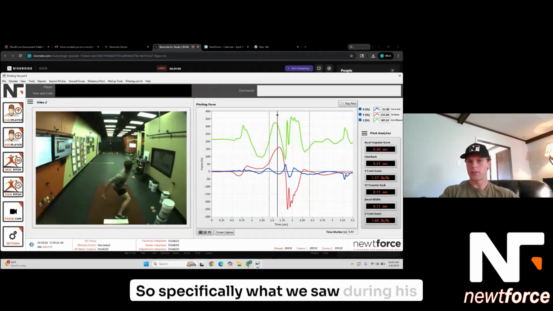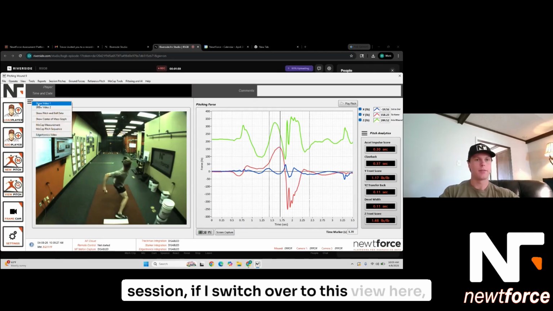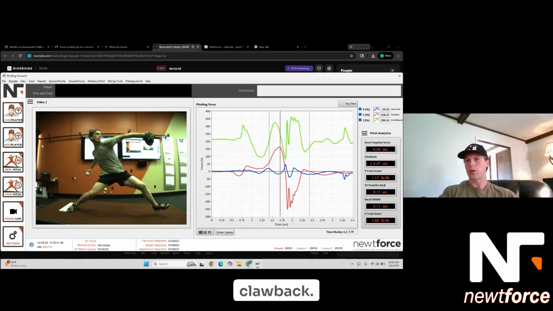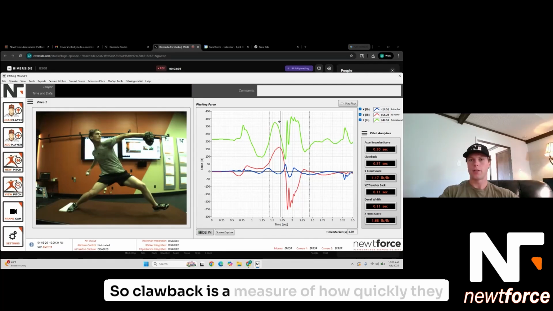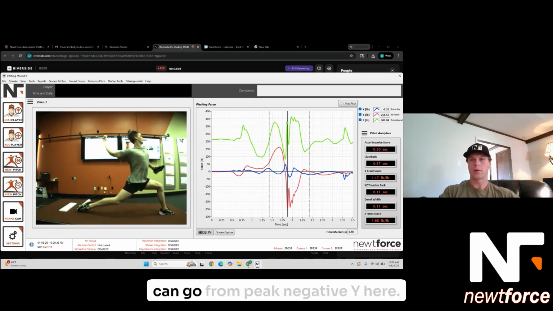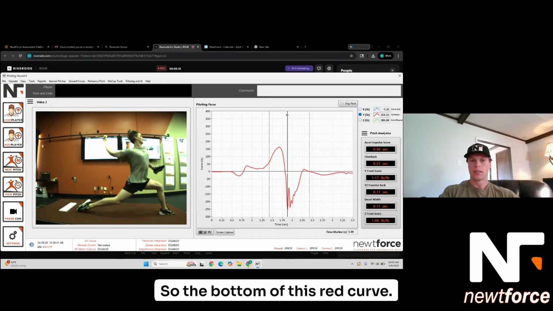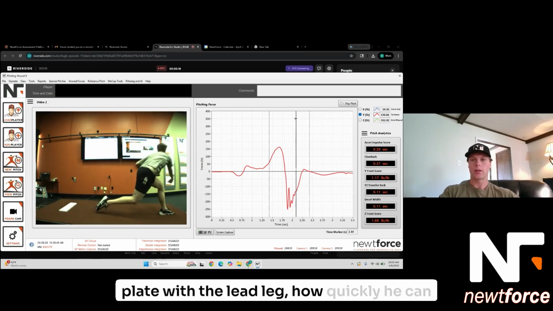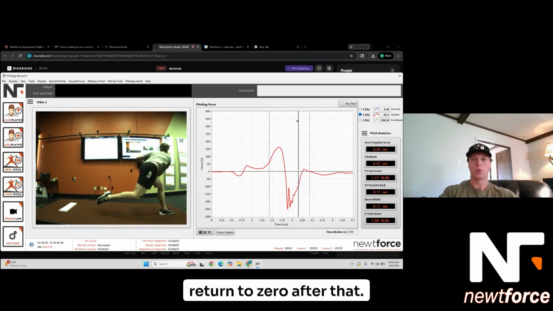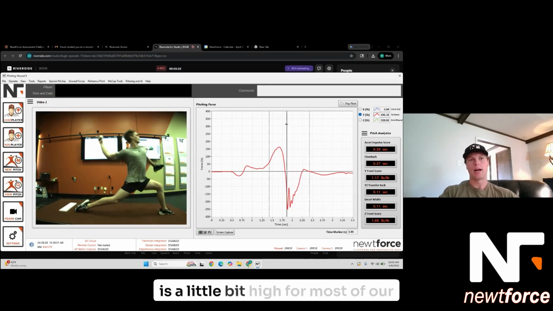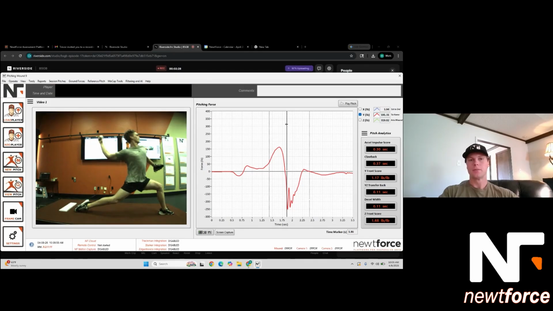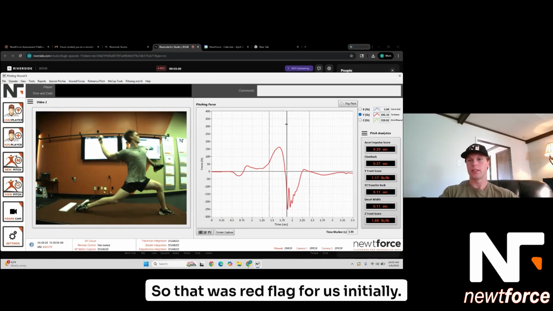So specifically what we saw during his session, if I switch over to this view here, a few of the metrics that we noticed were clawback. Clawback is a measure of how quickly they can go from peak negative Y here, so the bottom of this red curve, so that's peak force production towards home plate with the lead leg, how quickly he can return to zero after that. So 0.37 is a little bit high for most of our athletes. We want to see them closer to 0.20 seconds. So that was a red flag for us initially.